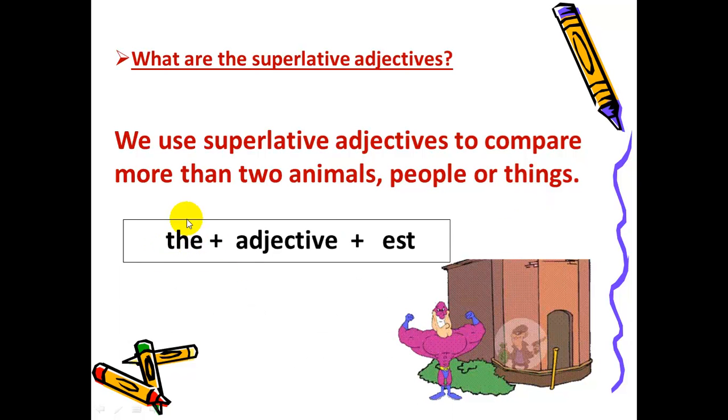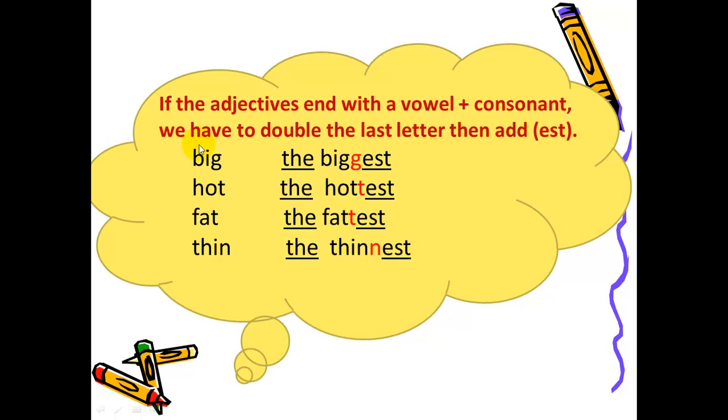Okay, the plus adjective plus est. So again, I'll put the plus the adjective plus est. Okay, here, as we did for the comparative adjectives, we will repeat it for the superlative one. If I have one vowel plus one consonant, I'll double the consonant, then add est. It will be the biggest.